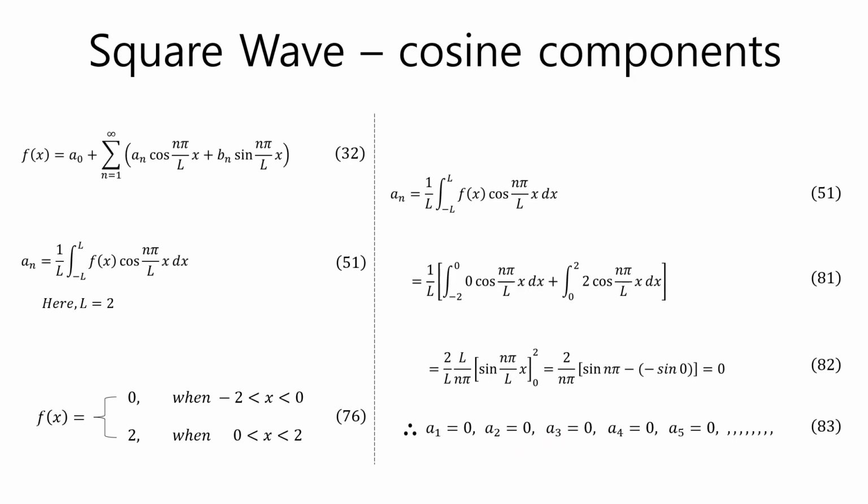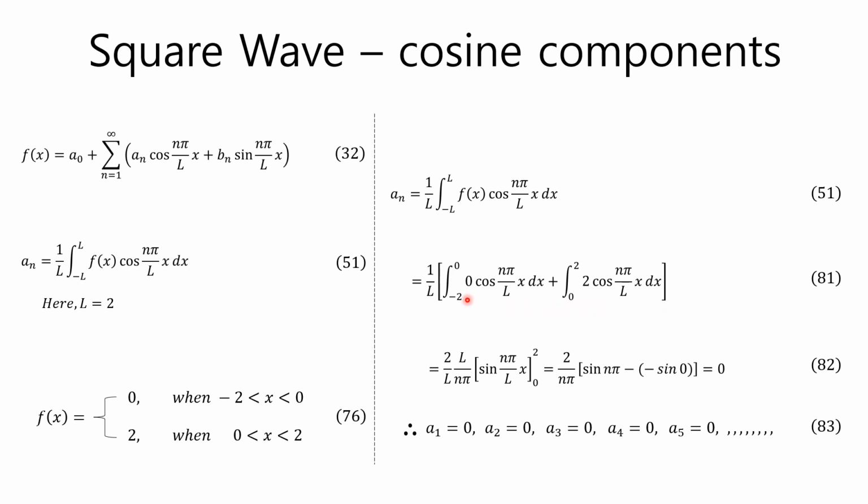Next, let's find An using Euler's formula 51. As before, the period of the square wave is 4 and L is half the period, so it is 2. By substituting the value of the f(x) function in equation 76 into equation 51 and calculating the integral equation for each section, equation 81 can be obtained.